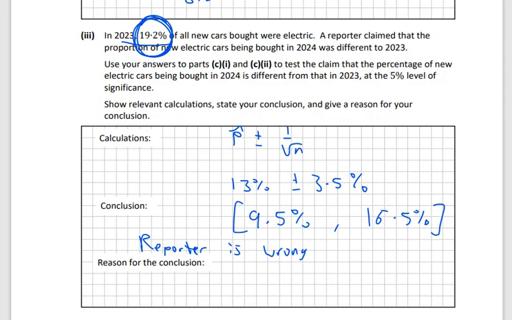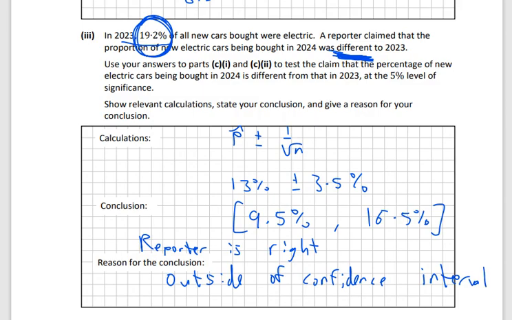Or actually, no, sorry, he's claiming that it's different. So he's claiming that it is different. Okay, so sorry, the reporter is right then, because 19.2% is outside of the confidence interval. So he's claiming that it's different. Because it's outside of it, it is different. It's far enough out away from what it was before.